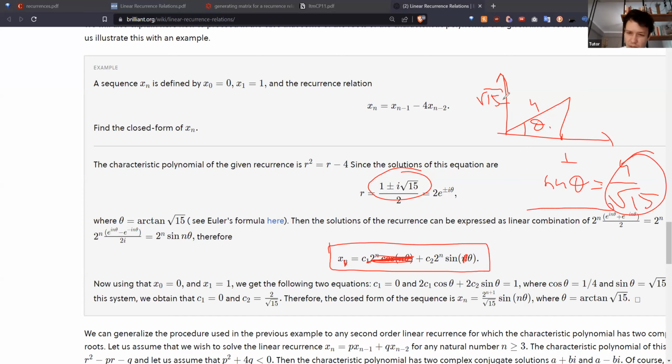So just take this, plug this in here, and you get that x1 is equal to 1. So from here you plug in 2 to the power 1. So you get C2. So what is C2? C2 is going to be 2 divided by square root of 15. Okay, wonderful. Then we have that xn is just going to be, we say that the first term is missing because the first coefficient is 0. So it's going to be the second coefficient, 2 divided by square root of 15, times 2 to the n, sine of n theta. That's it.